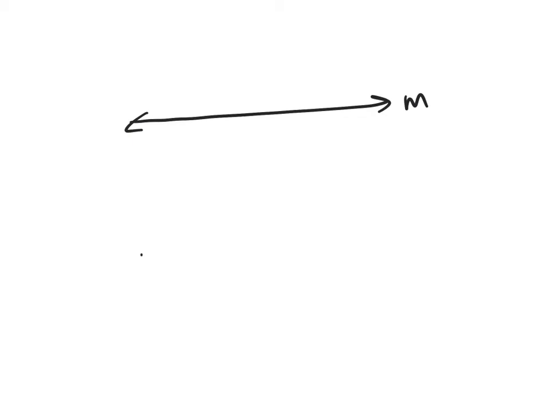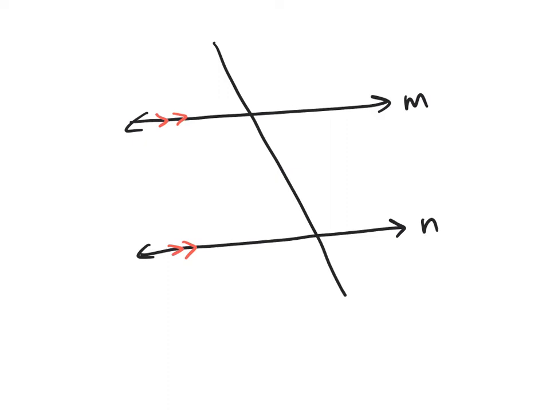Here is M and here is N. Again, parallel means that those two lines are not going to intersect. They're going in the same direction. They'd have the same slope. And let's say that I have my transversal here, which is T. There's going to be 8 angles formed based on the two intersections. 1, 2, 3, 4, 5, 6, 7, and 8.